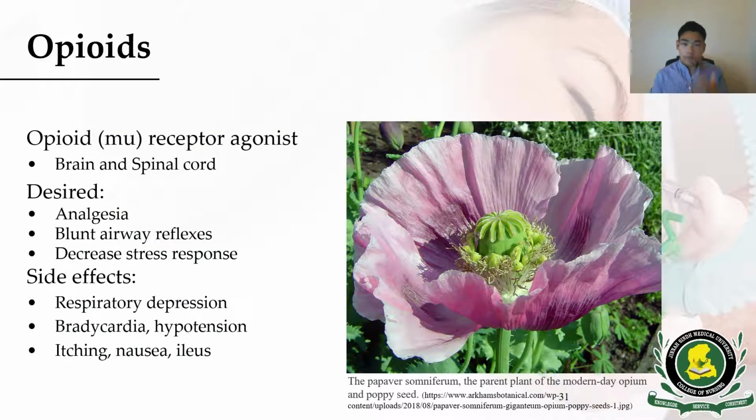So above is a photo of the papaver somniferum plant, and this is the parent plant of the modern day opium and poppy seed. Opioids act on mu receptors in the brain and the spinal cord to produce most of their analgesic effects. This is definitely one of the most used medications in anesthesia, and it's used to control pain, but also to blunt airway reflexes such as hypertension or laryngospasm when inserting the laryngoscope. They have a well-known side effect profile, which includes respiratory depression, bradycardia, and hypotension when it's used with other drugs such as propofol, and it can also cause itchiness.